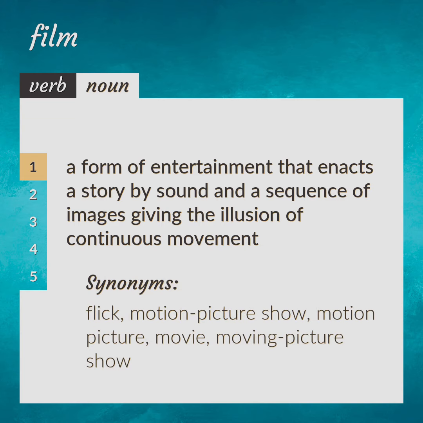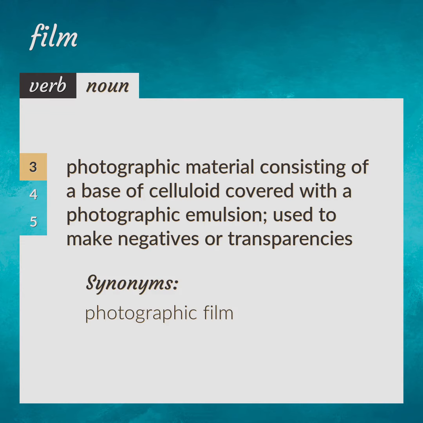A thin sheet of, usually plastic and usually transparent, material used to wrap or cover things. Plastic film. Photographic material consisting of a base of celluloid covered with a photographic emulsion, used to make negatives or transparencies. Photographic film.